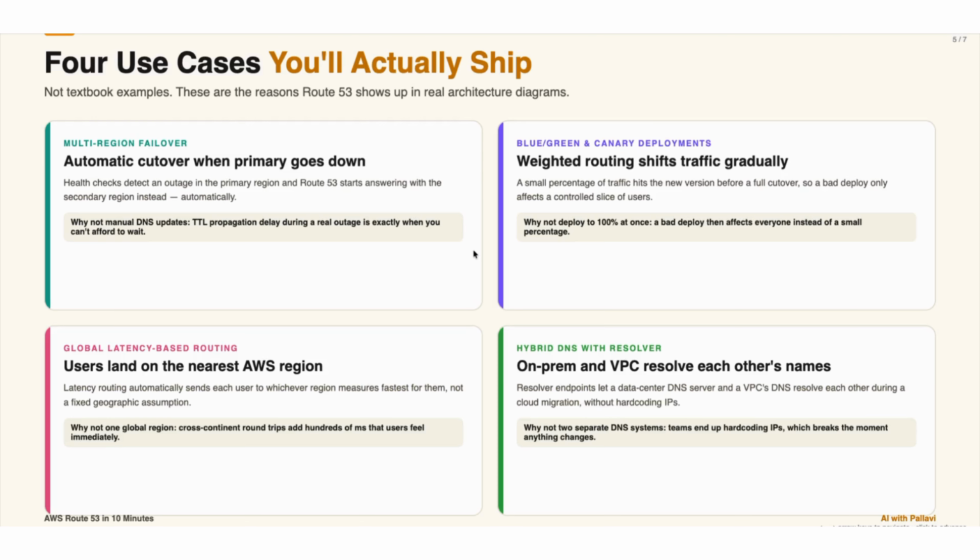Then we also have different use cases where you can use Route 53. For example, automatic cutover when primary goes down. So why do you not need to do a manual DNS update? Because there is a TTL as well. So automatically it cuts over to the next.